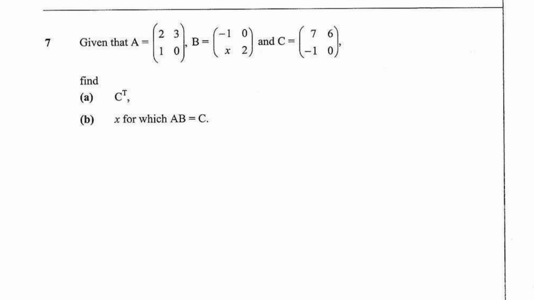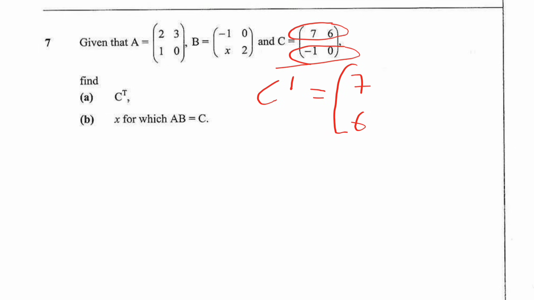Given that set A is 2, 3, 1, 0, B is -1, 0, X, 2, and C is that one. Find the transpose of matrix C. So transpose of matrix C is very simple. The first row becomes the first column. So it will be 7, 6, and the second row becomes the second column, which is -1, 0, and this is the answer. That is C transpose.